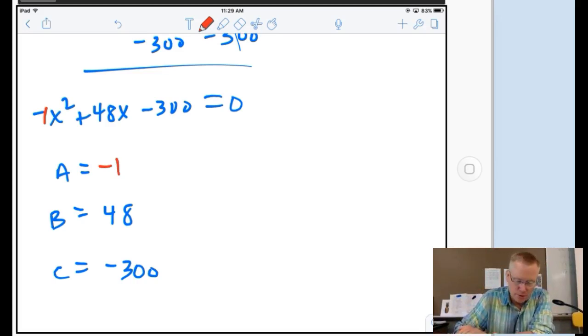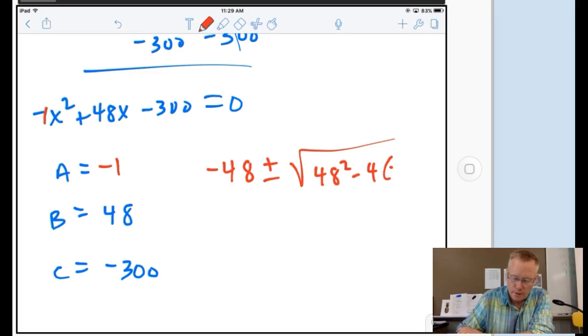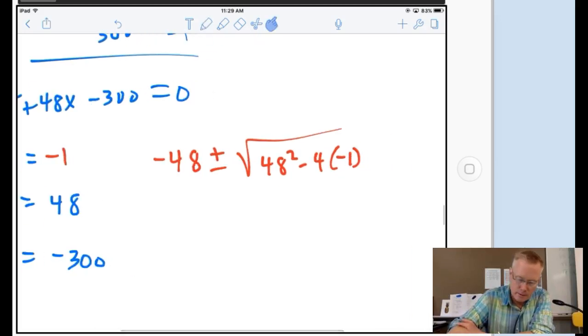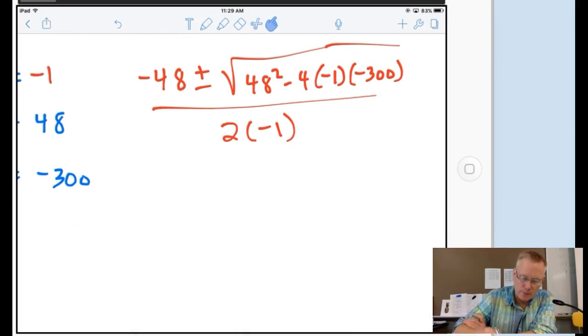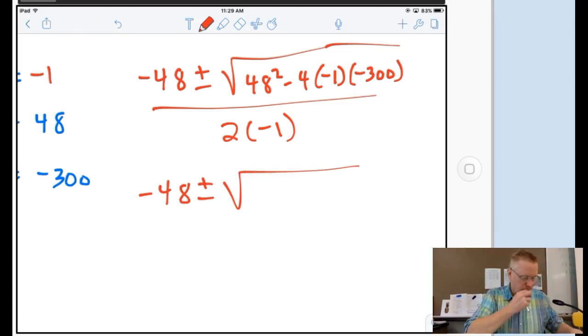Okay, plug it into the quadratic formula. Negative b plus or minus the square root of b squared minus 4 times a times c, all over 2 times a, which is negative 1. All right, so here we go. Start simplifying. Negative 48 plus or minus the square root of, nice big numbers here, 48 squared, which is 2304.